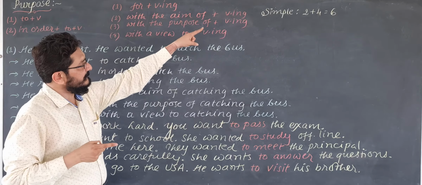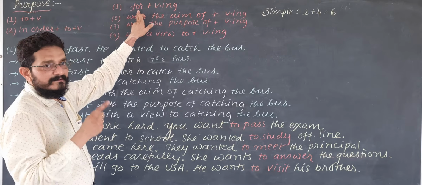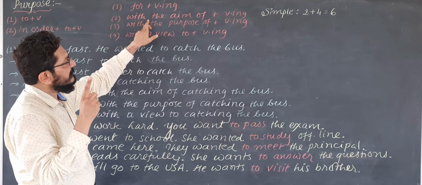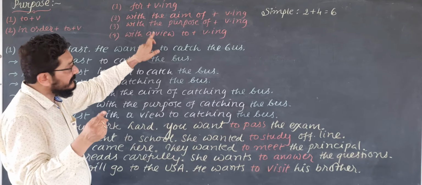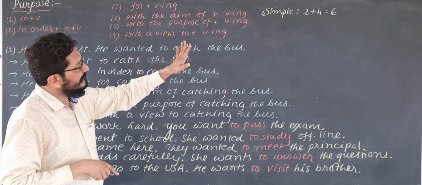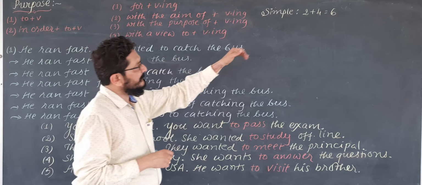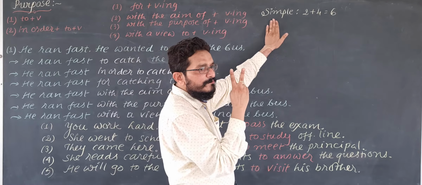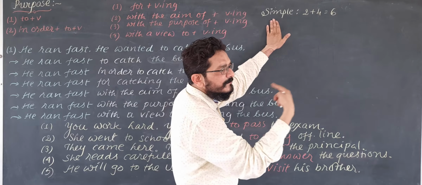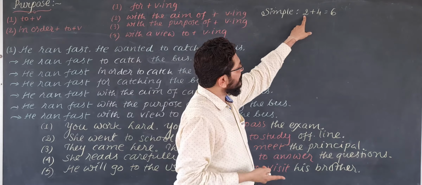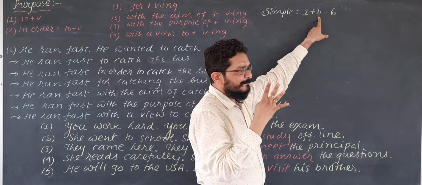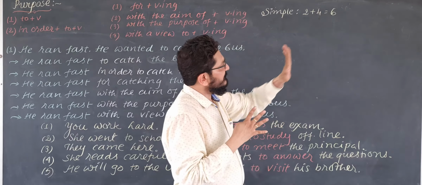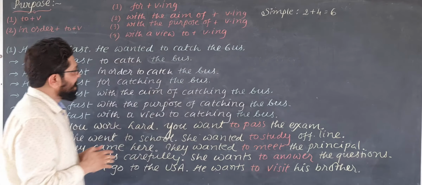The other four methods are using VING. They are for plus VING, with the aim of VING, with the purpose of VING, with a view to VING. By using these six methods, we are going to make two simple sentences into a simple sentence. So, two methods of infinitive and four methods of present participle. That means there are total six methods.